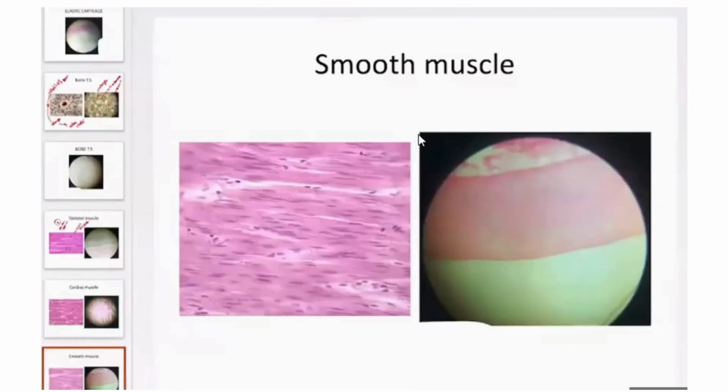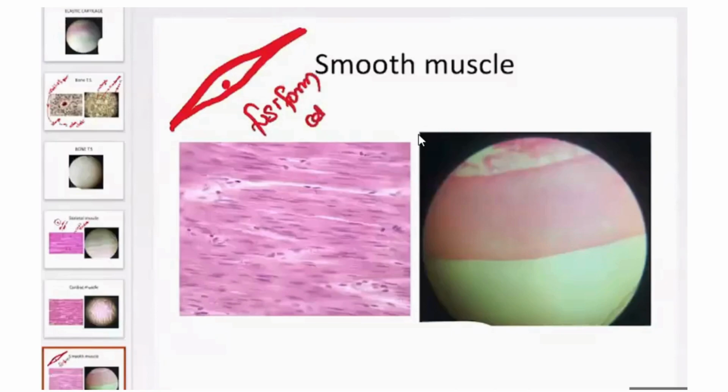Next muscle. Smooth muscle. If you take one smooth muscle fiber, it is a spindle-shaped muscle fiber, closely packed fusiform cells, with the nucleus at the center. Smooth muscle is present in the organs. All the viscera have smooth muscle.